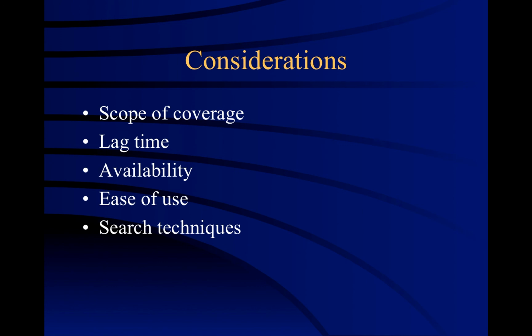The second consideration is lag time. There is a lag time between when an article is published and when it is indexed into a secondary resource. This lag time is due to the process that a journal article must go through to be indexed properly. After publication, the article is obtained by or submitted to the National Library of Medicine, where the article is assigned subject headings from a controlled vocabulary list called MeSH, Medical Subject Headings.